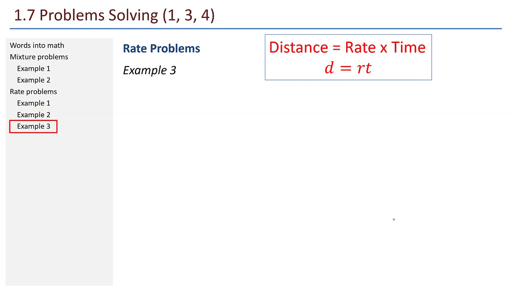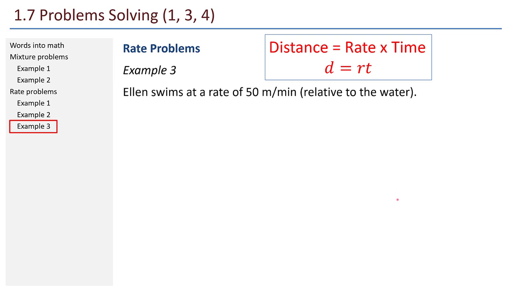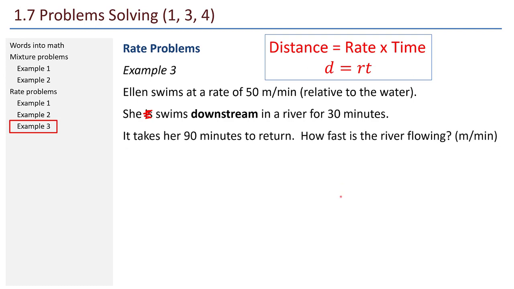Here's a third rate problem that is similar to the second one. We'll continue thinking about Ellen. Ellen swims at a rate of 50 meters per minute relative to the water, so just like before. She swims downstream in a river for 30 minutes. It takes her 90 minutes to return. How fast is the river flowing? In this case, I know her times in both directions, but I don't know the rate of speed of the water.